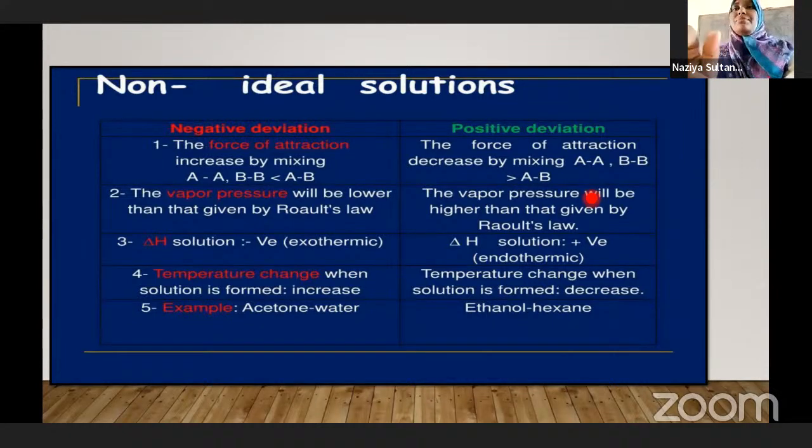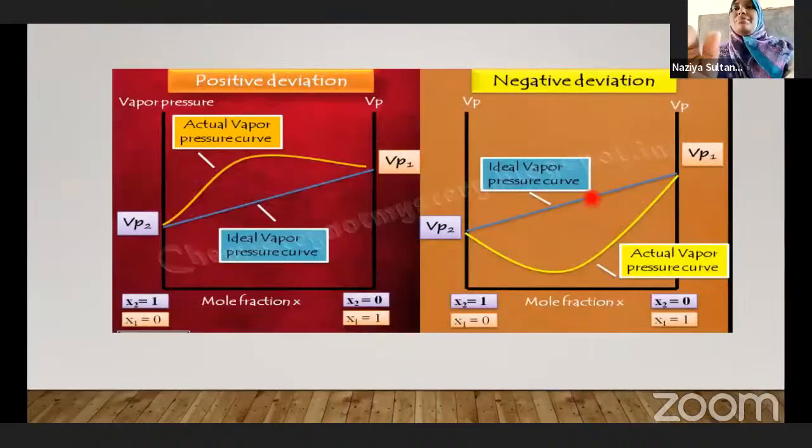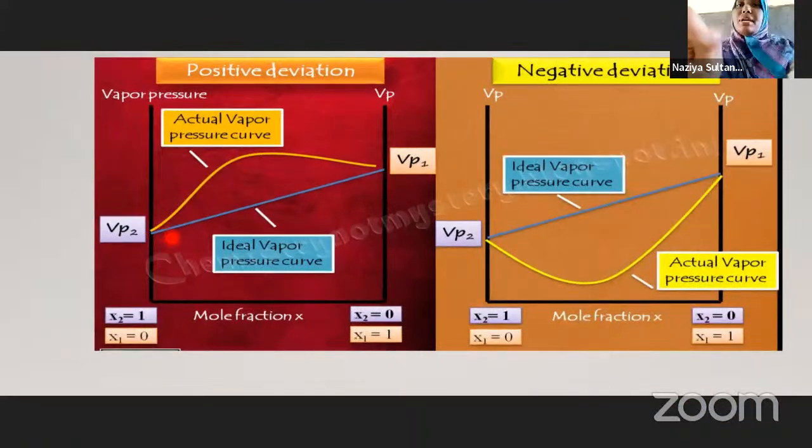So here in the form of a graph, you can observe this yellow line above this blue one. Whichever is above, that is the expected vapor pressure, but in actual we are getting more. So it is positive deviation. In this case, it is expected, but we are getting less. So this is a negative deviation solution.